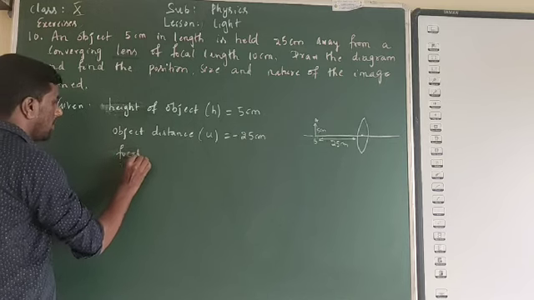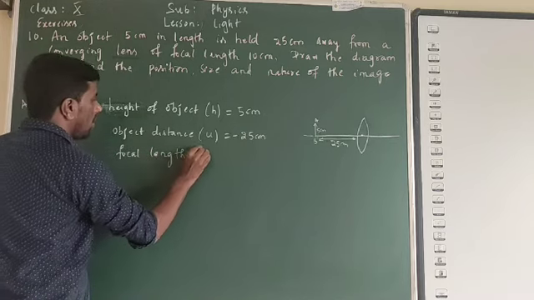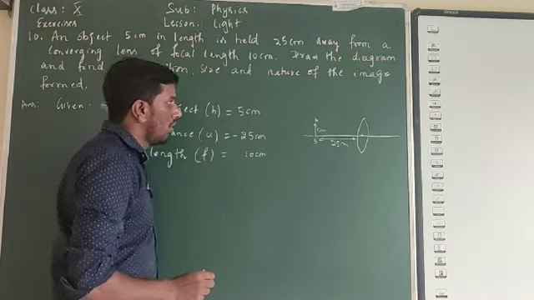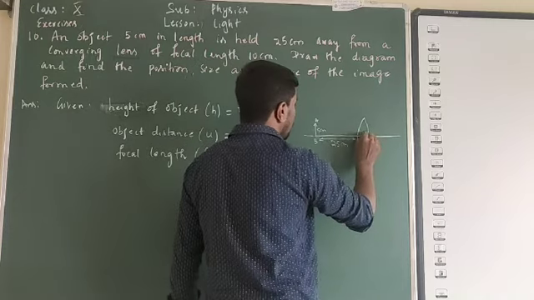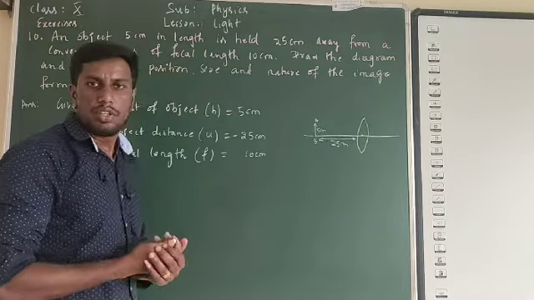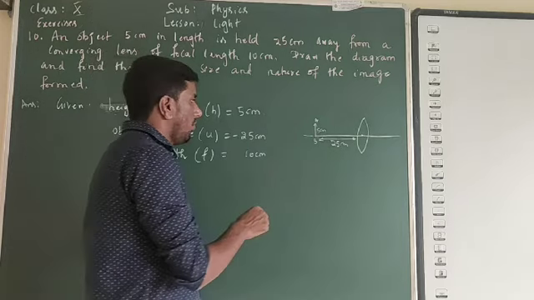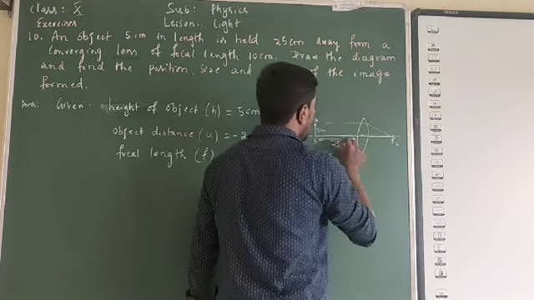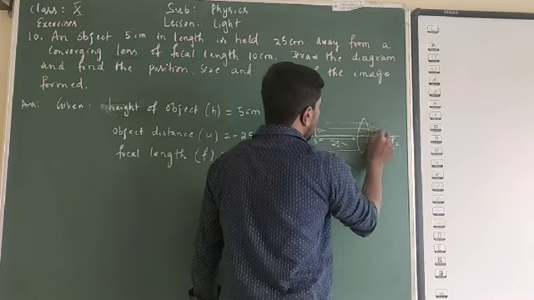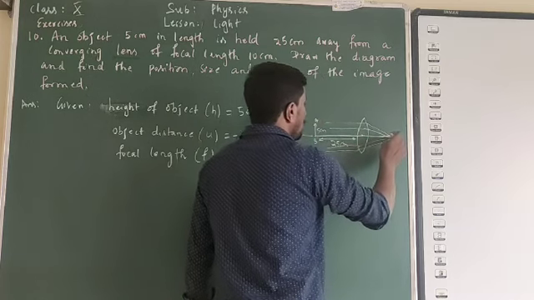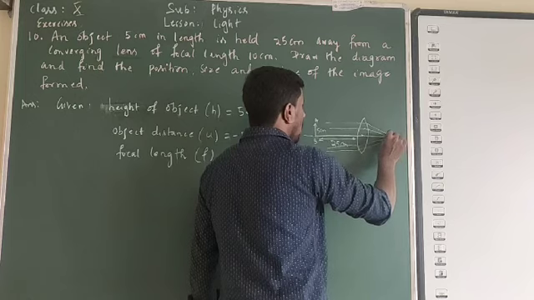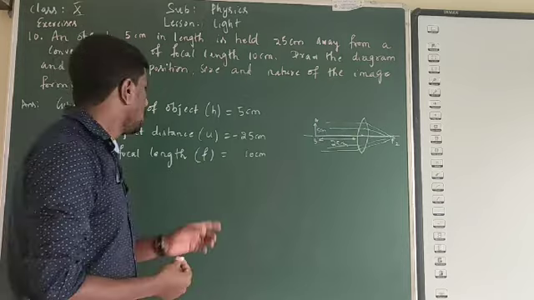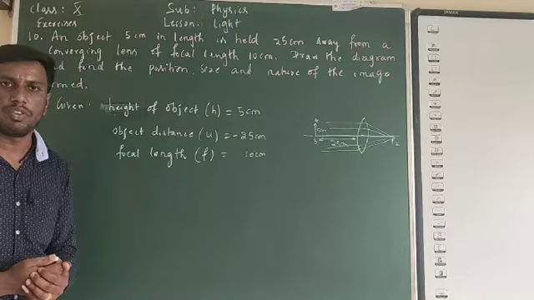Focal length will be denoted by small f, that is 10 centimeter. Since it is a converging lens, where will the rays be converged? Whatever rays you take, they will converge here. So there will be a focal length on the other side of the lens. Therefore it is on the positive x-axis, so the focal length will be a positive value.